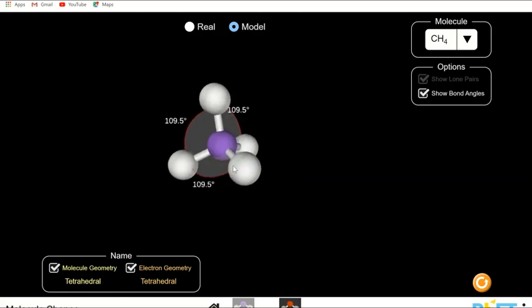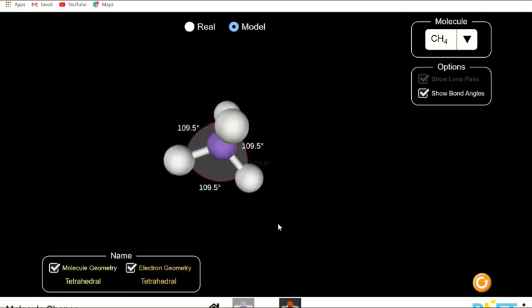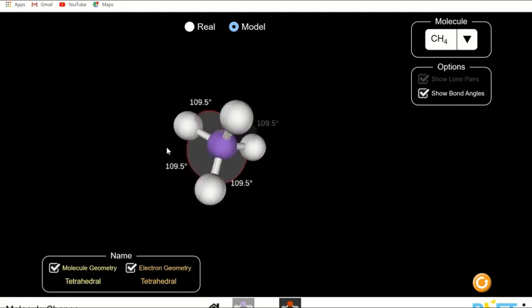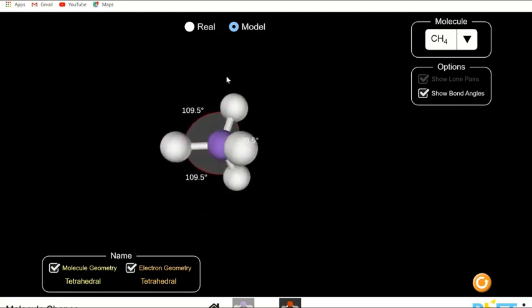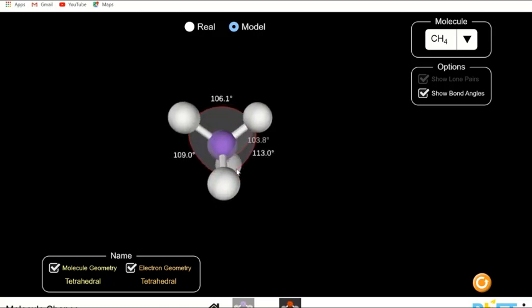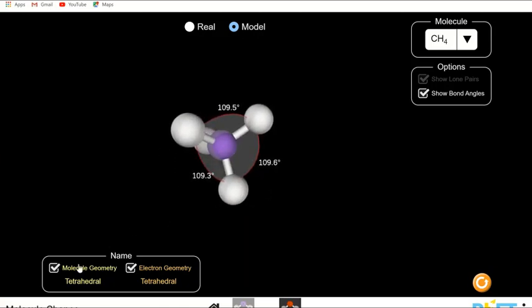So it's not just a square. You can see if it's in 3-dimensional space, that if you're attaching 4 things and you want them as far away from each other as they can possibly be, that it's going to look like this. And the bond angles you can see are about 109.5 degrees. And the shape of this is called tetrahedral. So both the molecular geometry and the electron geometry is called tetrahedral.